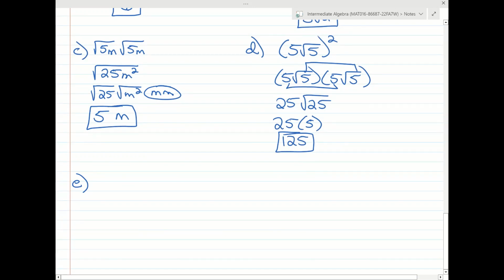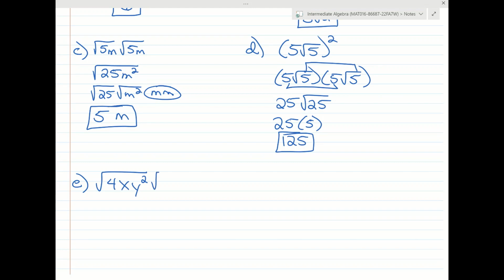All right, how about the square root of 4xy squared times the square root of 16xy. 16 times 4 is 64. X times x is x squared. Y squared times y is y to the third.